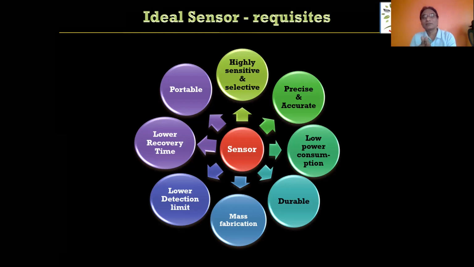Okay, so whenever you have this kind of sensor, it is called highly sensitive. So this is what is ideally expected. Whenever you develop a sensor, for a minor change in your input parameter, there should be a significant change in the output parameter. Next is, it should be highly selective.